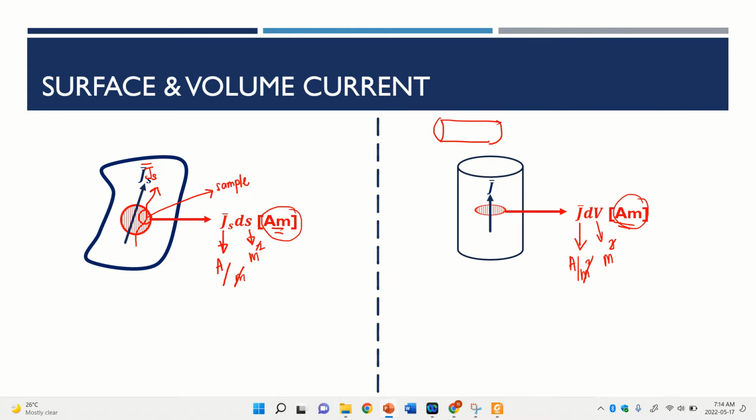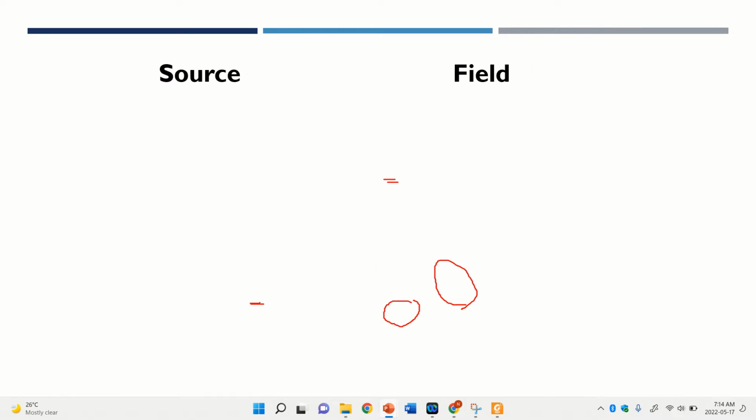So don't take this part for granted, because usually it will be asked in your first question. It is a fundamental question. Now let's look at the source and the field, the relations of source and field.